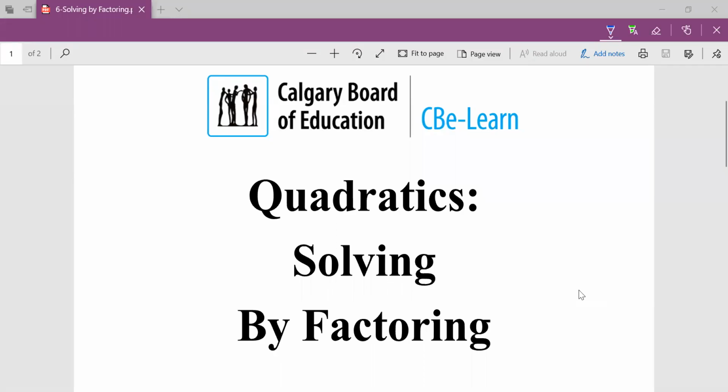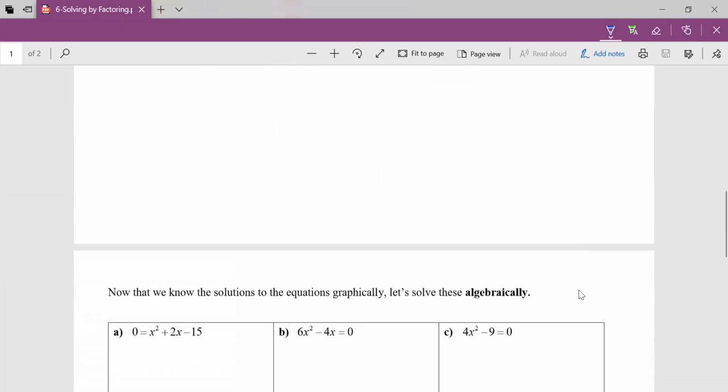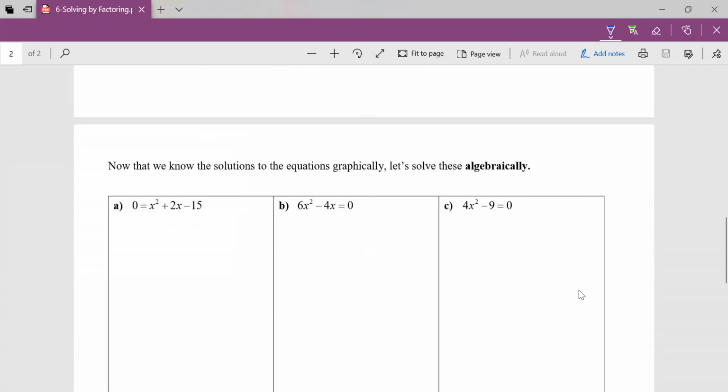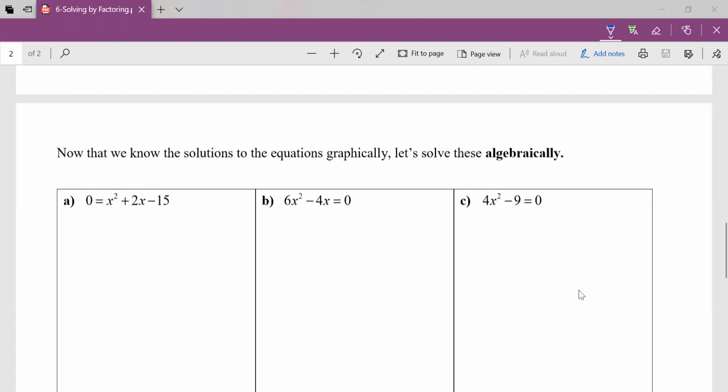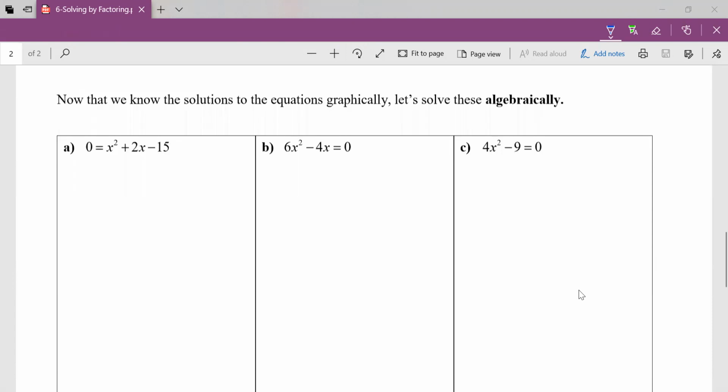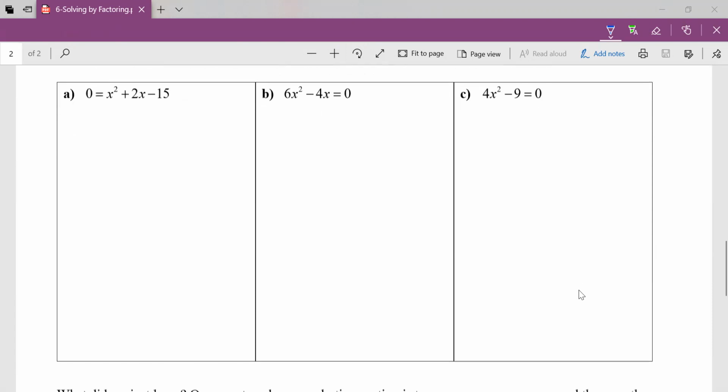Hey mathletes, in this video we're going to look at solving quadratics using one of our algebraic approaches. This time we're going to solve by factoring. The one thing I want you to keep in mind for all of these questions is we could solve all of these graphically. It's never a bad idea to do that first and then solve algebraically, but I'll leave that up to you to do.